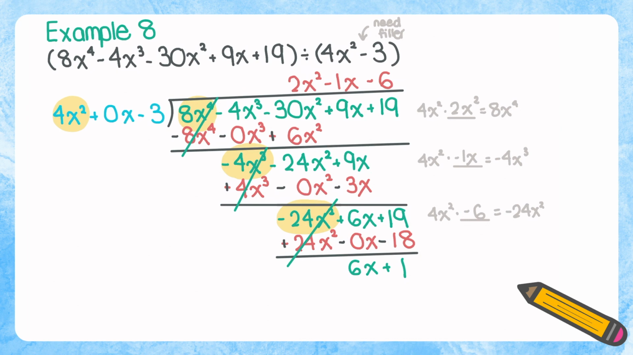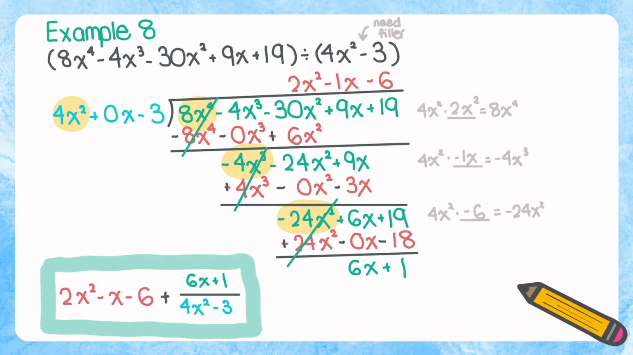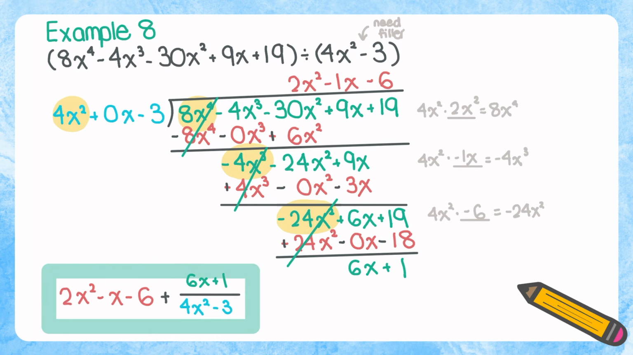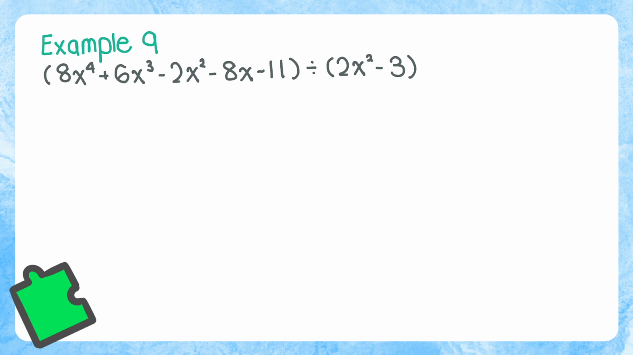So let me write out the final answer. I have 2x squared minus x minus 6 plus the remainder 6x plus 1 over the divisor 4x squared minus 3. So even if you used a filler in the divisor, you don't have to include it when you write down the final answer. So here is your final example on Edpuzzle.